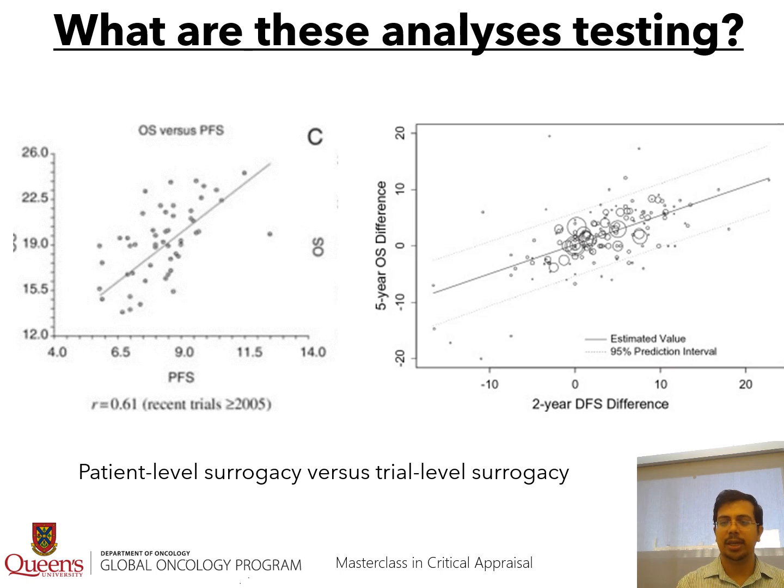So that is trial level surrogacy testing, and for that we should measure the treatment effects in OS correlation with treatment effects in the surrogate endpoint. So if we are measuring median OS versus median PFS for the drug, that is patient level surrogacy. But for trial level surrogacy, we should measure median OS in the experimental arm minus median OS in the control arm versus median PFS in the experimental arm minus median PFS in the control arm. Or we can also measure treatment effects in terms of hazard ratios.